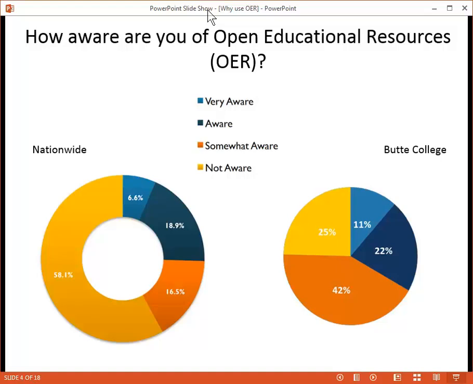what OER is. In 2016, we gave faculty at Butte College a survey that mirrored a nationwide survey of the same year conducted by the Babson Group, called Opening the Textbook. And you can see here in the nationwide survey, 58% of faculty said that they were not aware of what OER is, and another 16% said that they were somewhat aware.